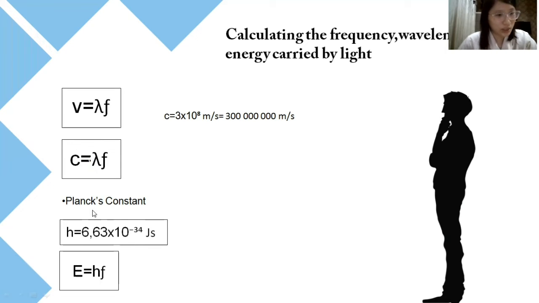To calculate the energy carried by light, we'll have to use Planck's constant, which is equal to 6.63 times 10 raised to negative 34 joule seconds. So energy is equal to the product of Planck's constant multiplied by the frequency of the wave.